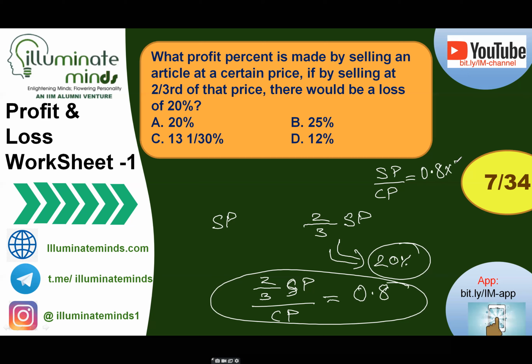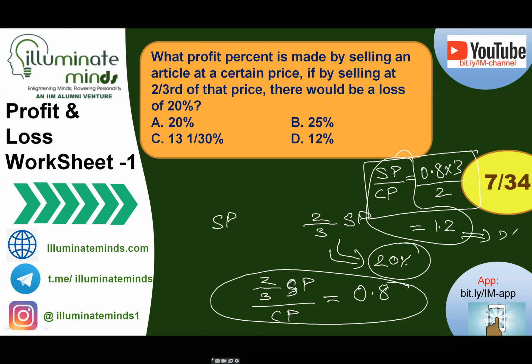If you study percentages properly, watch the complete theory lecture on percentage and profit and loss, and it will come very easily to you. So 0.8 will be equal to 1.2, and this is good enough to give me the answer also. SP by CP is 1.2. That reflects that the profit percentage will be 20%. I hope it's okay, guys. So the correct answer is 20%.